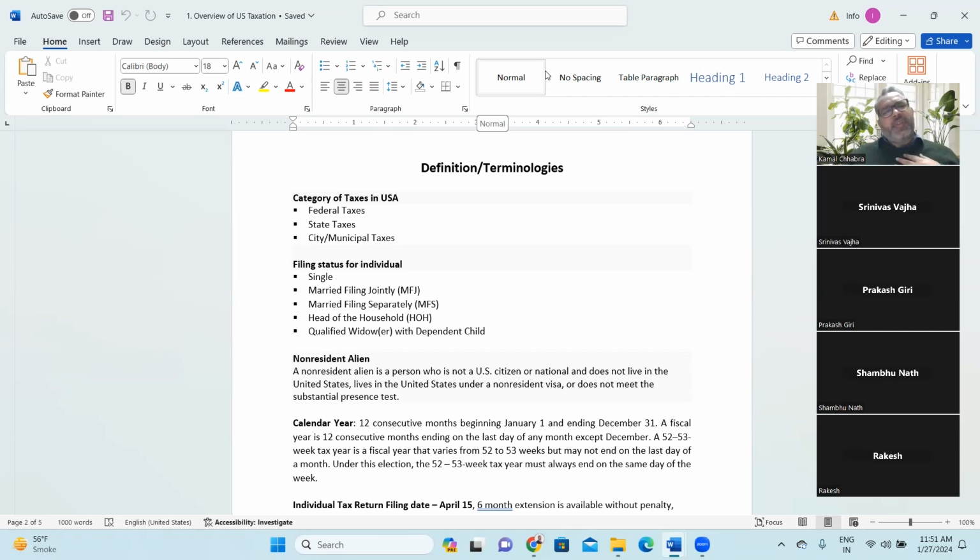In India, the income tax rate for all individuals is generally a central government rate, but in US, the federal government, state government, city government or municipal government, they will take their respective percentage. Clear? Any doubt?